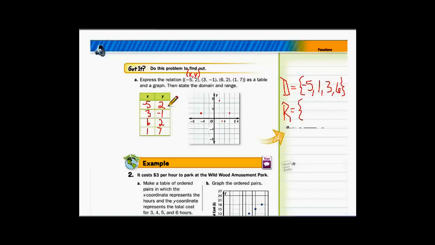Range, again, in the brace. Range are my Y values. You do not have to list things that are duplicated from least to greatest. -1, 2, 7. Okay, that's what we got.